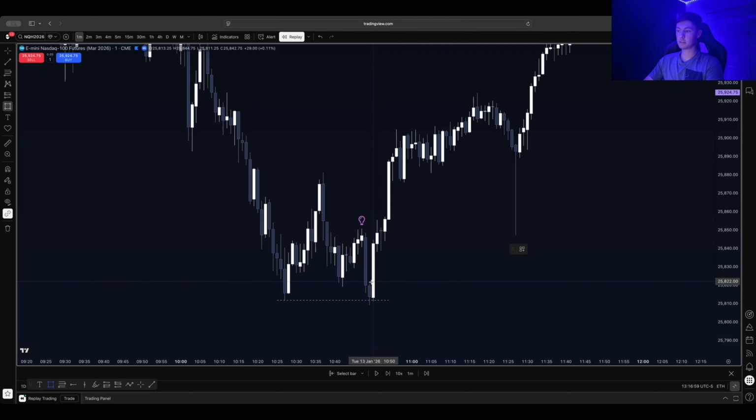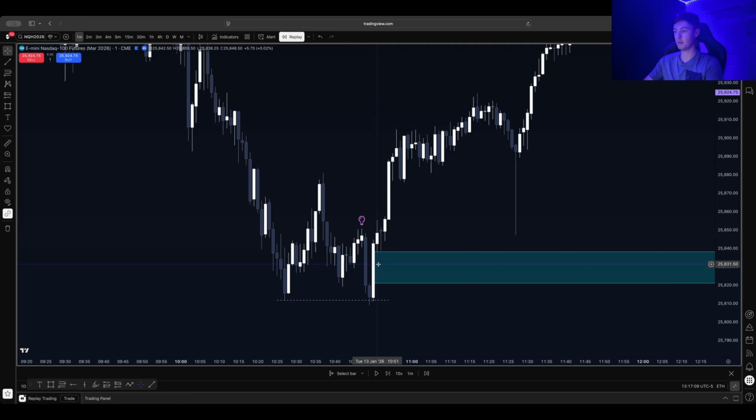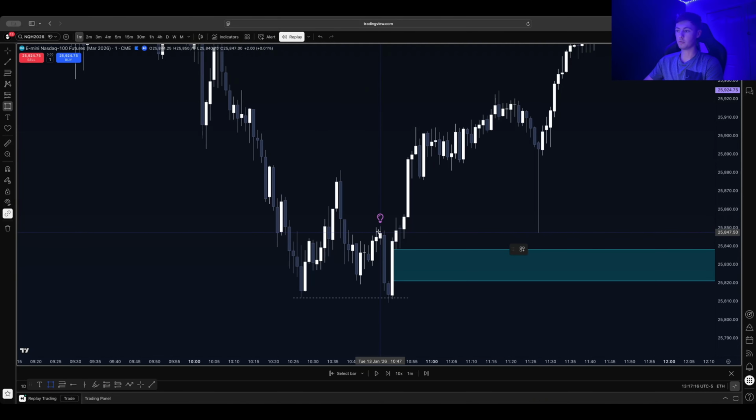Also within that displacement leg, you want to see your ICT bullish fair value gap, and that is what we get here. From this candle's high down to this candle's low, this is your bullish ICT fair value gap. And then lastly, you're just simply looking for your breaker block. Again, in simple terms, it's just an invalidated order block.